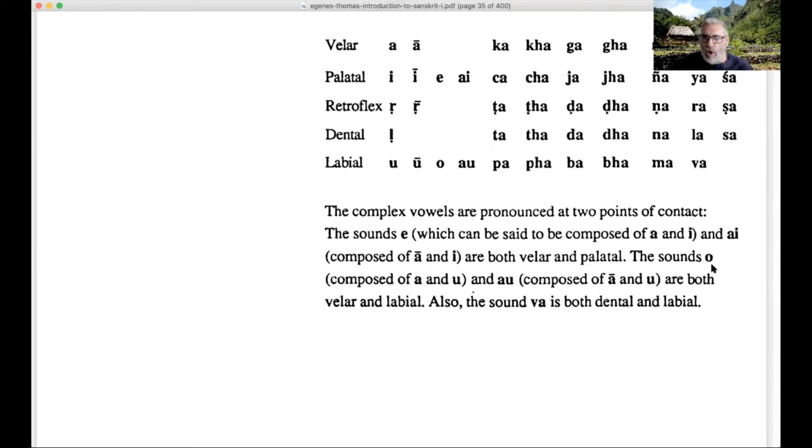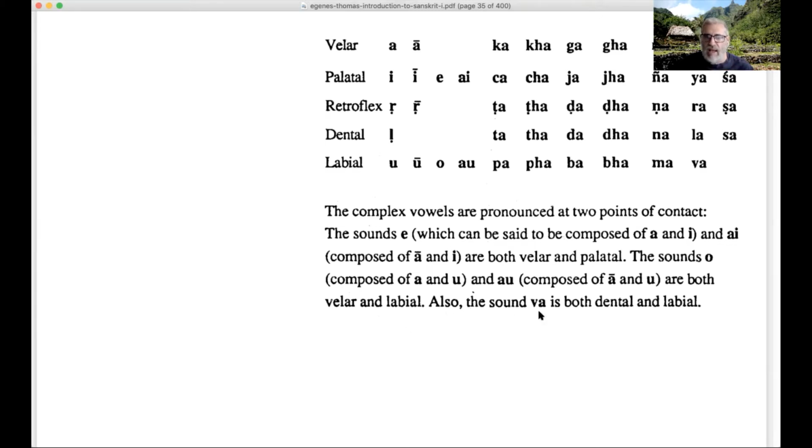Right. The sound O is made up of A and U, short A and U. The sound AU is made up of long A and U. Right? So they're both guttural, velar, and labial. Guttural and labial. So they're produced on the lips and also in the throat. So like that. Audauto kantoshtam is what Panini says, kantoshtam. They're kanta or guttural, and they're also oshta, which is labial.